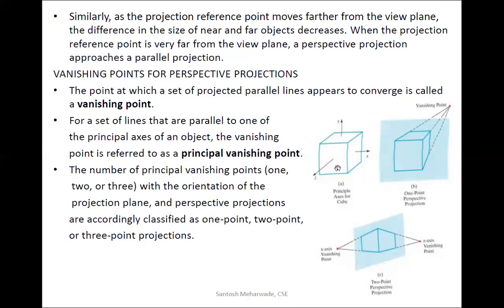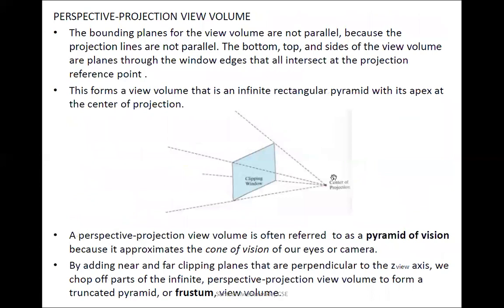What about the three principal vanishing points? That is nothing but this one. Here from y we are taking, from x we are taking, from z also we are taking. So we are going to get three faces of this cube. So this is the vanishing point. In the next class we are going to talk about the perspective projection view volume in detail. Thank you for listening.